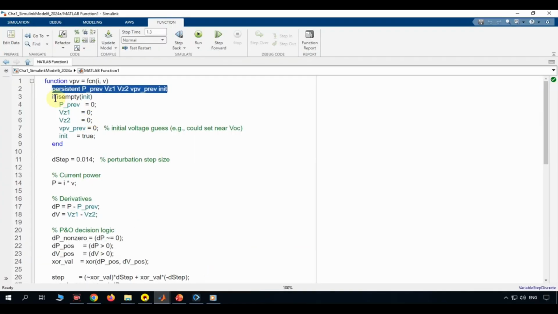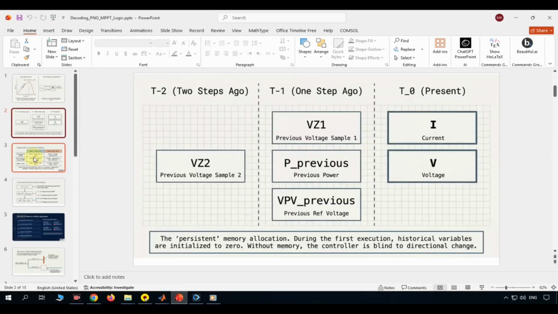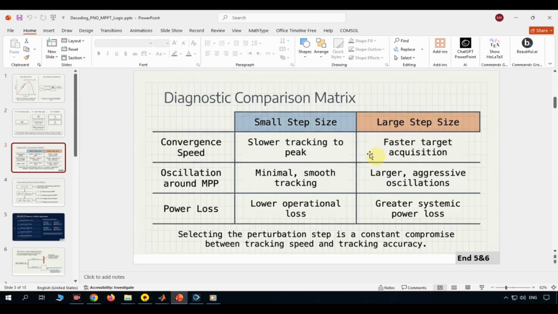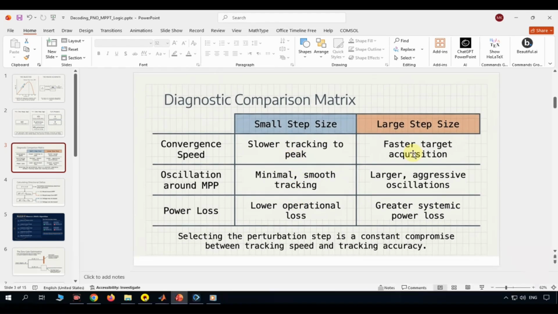The next line defines the perturbation step size. This value determines how much the operating voltage changes during each iteration. A small step size produces smoother tracking with less oscillation around the maximum power point. However, if the step is too small, the tracking speed becomes slower. On the other hand, a larger step allows faster convergence, but causes larger oscillations and greater power loss. Therefore, selecting the perturbation step is always a compromise between speed and accuracy.